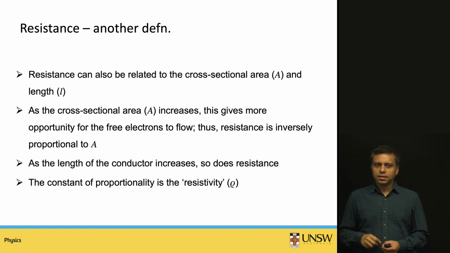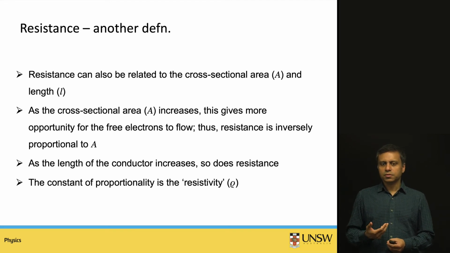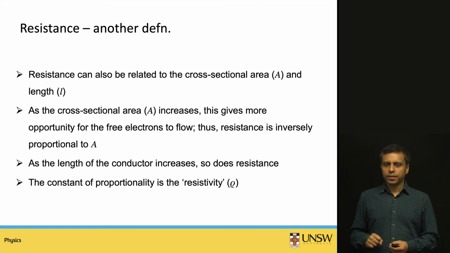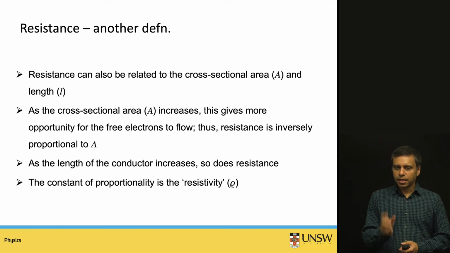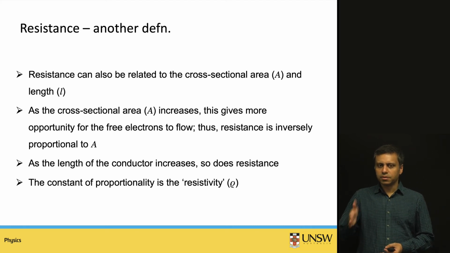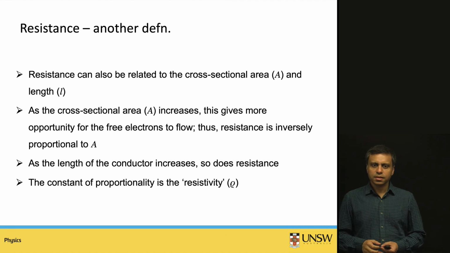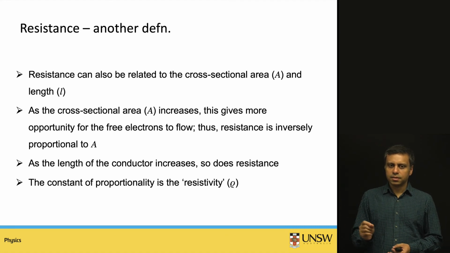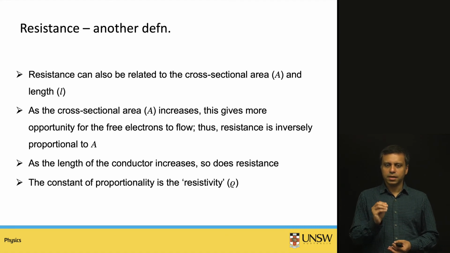This means that resistance is inversely proportional to the cross-sectional area of the material, A. R is inversely proportional to A. If A is larger, R is smaller, and vice versa. Now, if the length of the material is larger, that means a particle flowing through has to undergo many collisions before it reaches the other end. So the resistance is larger. That is, the obstruction to current flow is larger. In this case, R is directly proportional to the length of the material.